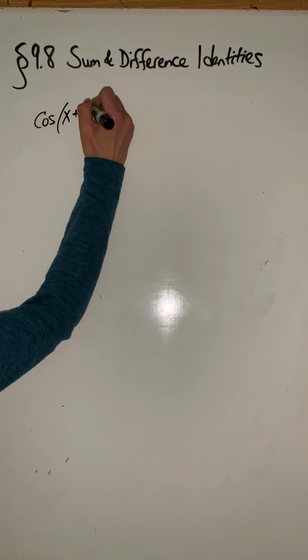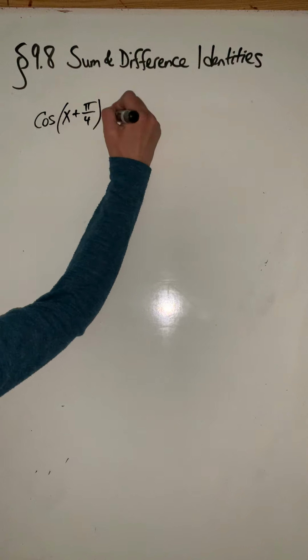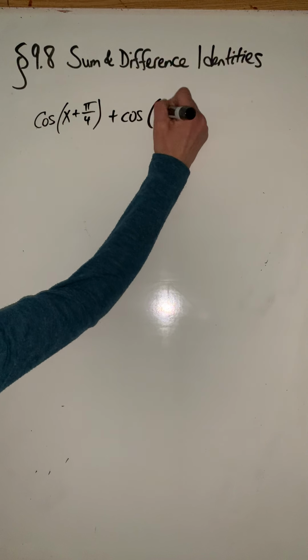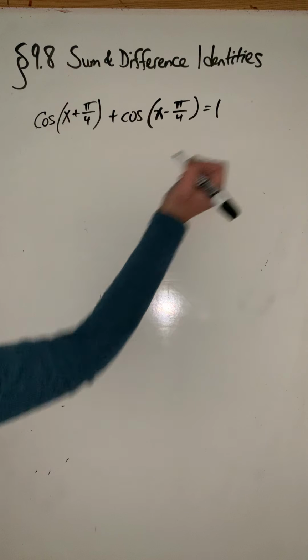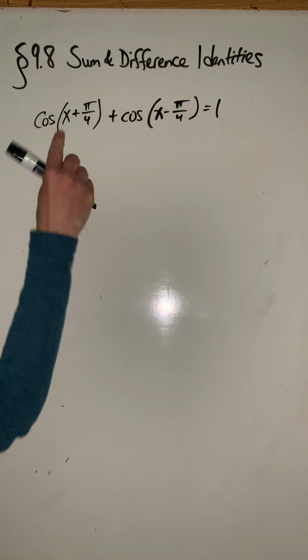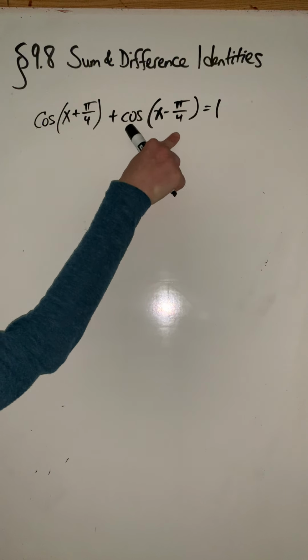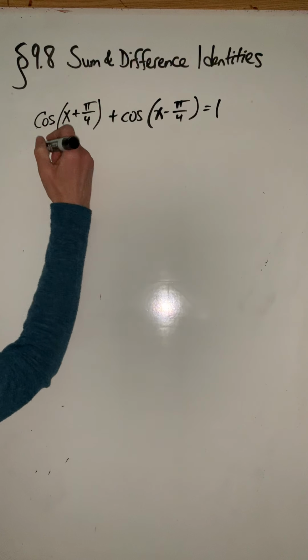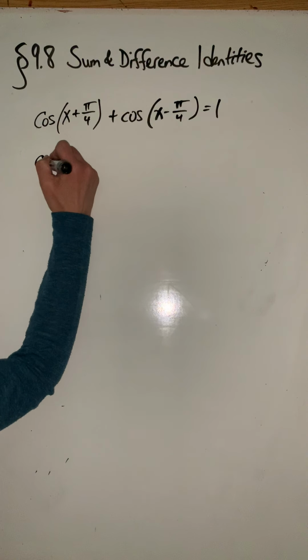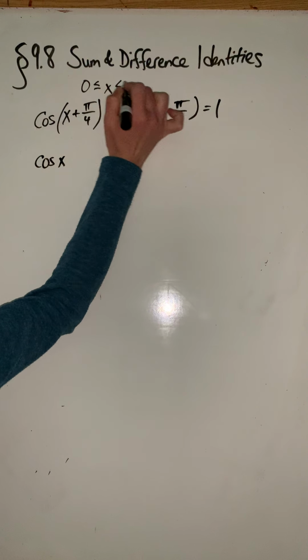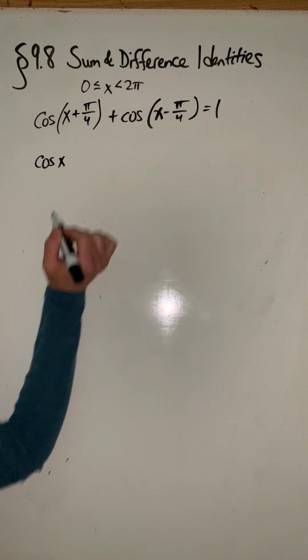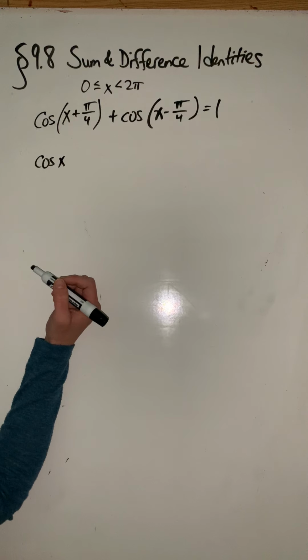How about the cosine of x plus pi over 4 plus the cosine of x minus pi over 4 equals 1. Okay, so since we're taking the cosine of a sum and the cosine of a difference, we're going to expand each of those first. So if we do that, we get the cosine of x. Oh, I didn't give us a domain. We're going to solve for all x between 0 and 2 pi.